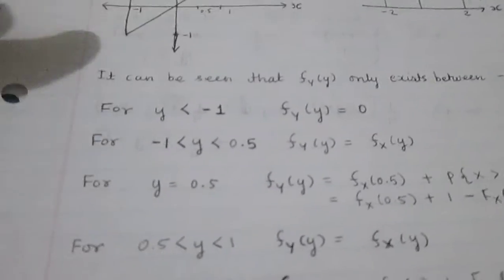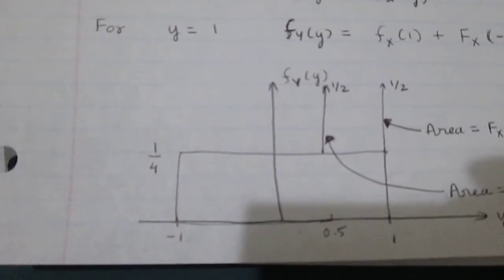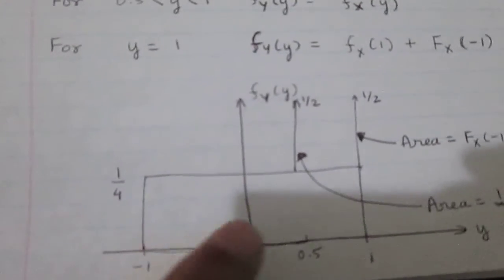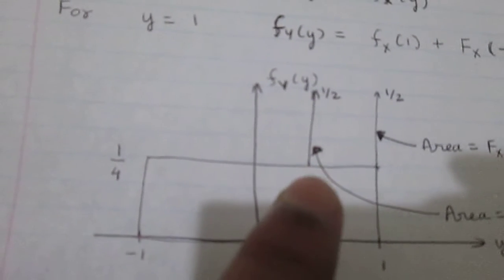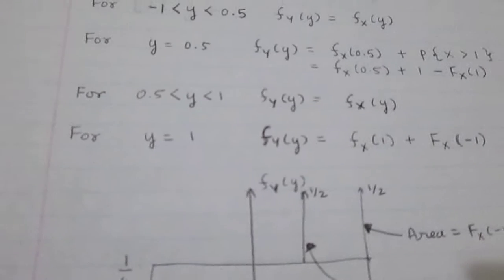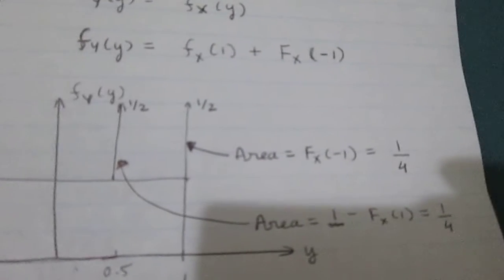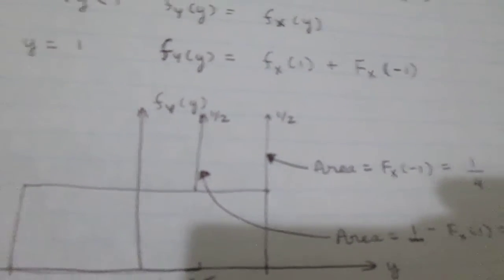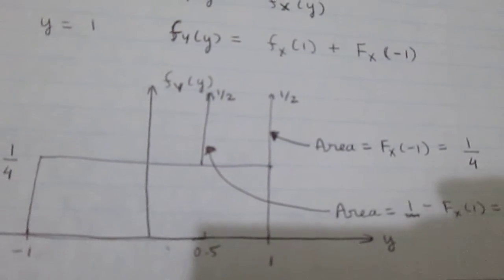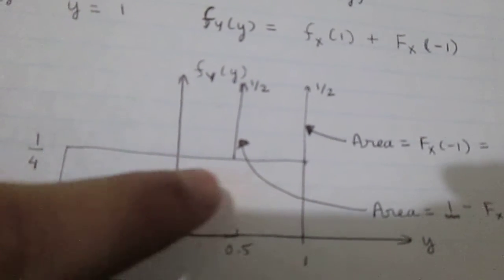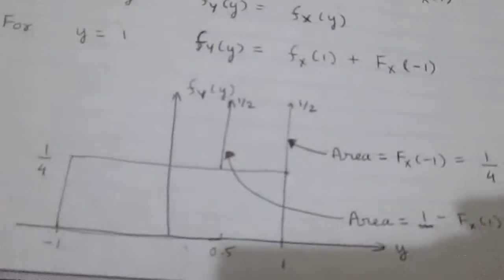So because of this x is equal to y line from -1 to +1, we get this uniform PDF of y, and there are two impulses which we found above, one at y is equal to 0.5 and one at y is equal to 1. And this impulse is 1 minus fx of 1, which is nothing but 1 minus 3 by 4. So the area is 1 by 4. It's written here 1 minus fx of 1, which is 1 by 4, and the area of the impulse at y is equal to 1 is nothing but again 1 by 4, fx of minus 1. So since this impulse is on top of this probability density function, we get 1 by 4 plus 1 by 4, which is nothing but 1 by 2 at these two impulses.